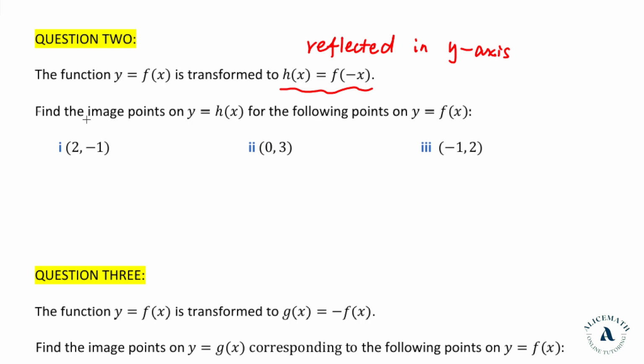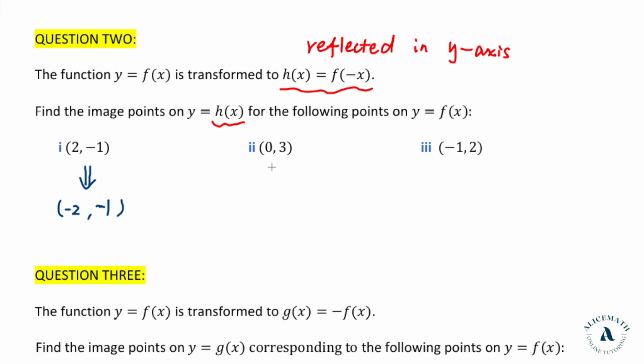All right, so the question is to find the image point on h(x) for the following points on f(x). So according to the question, reflected in the y-axis, which means keep the y the same. So here you find the point with the same y-coordinate. The first one, the y-coordinate is -1, so we keep the same. And then we need to change the sign of the x-coordinate. Here is 2, which means the corresponding point is -2.